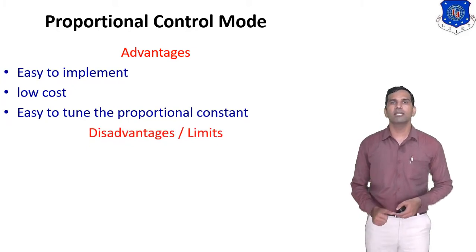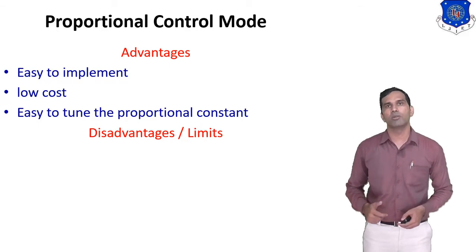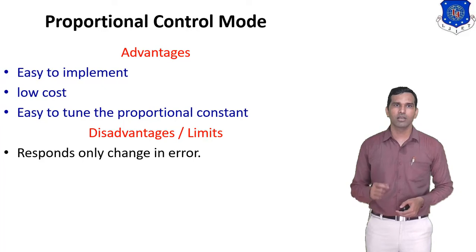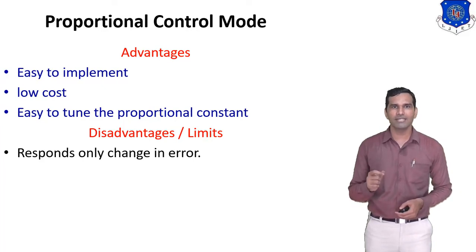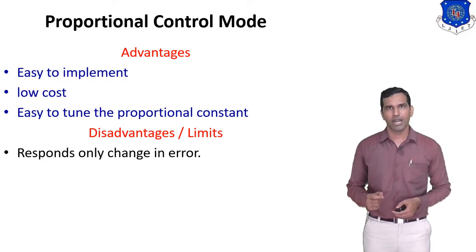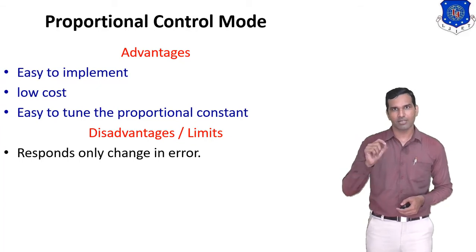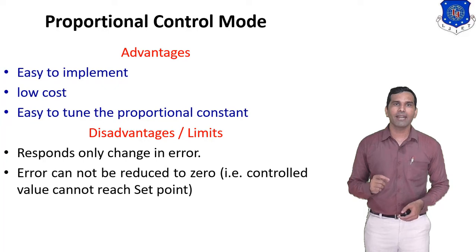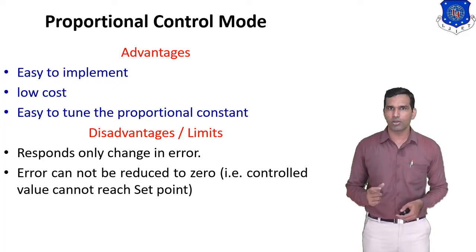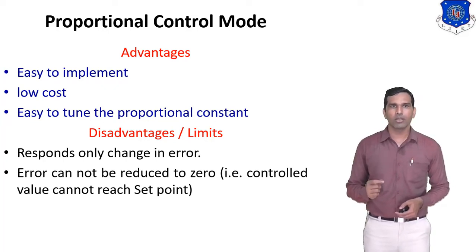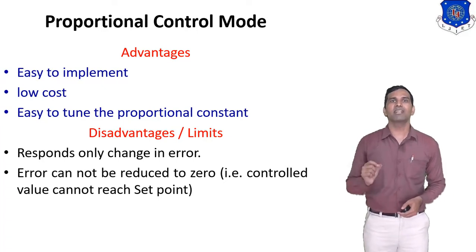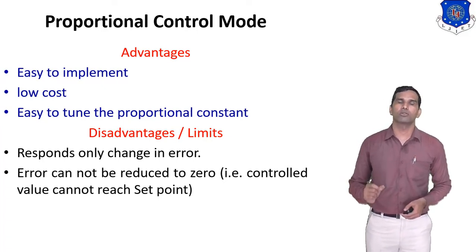Now we discuss the disadvantages, or we can say limitations, of proportional mode. So what are they? The first limitation is that it responds only to a change in error. That means the response changes when an error comes. Error cannot be reduced to zero. The controlled value cannot reach the set point. So this is the biggest limitation of proportional control mode.